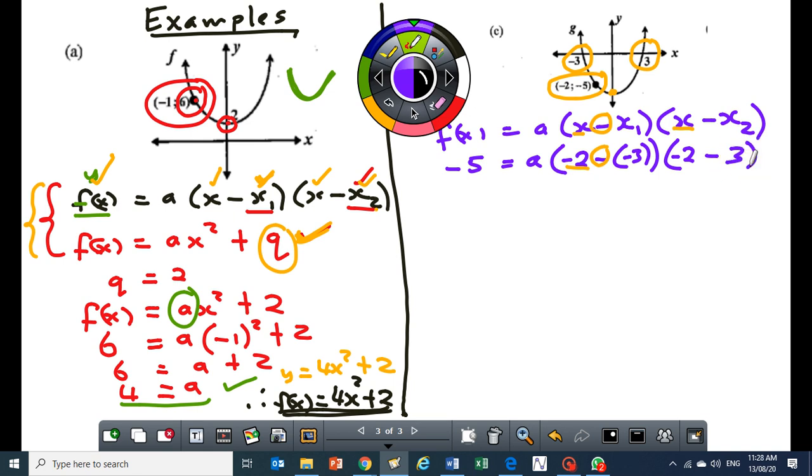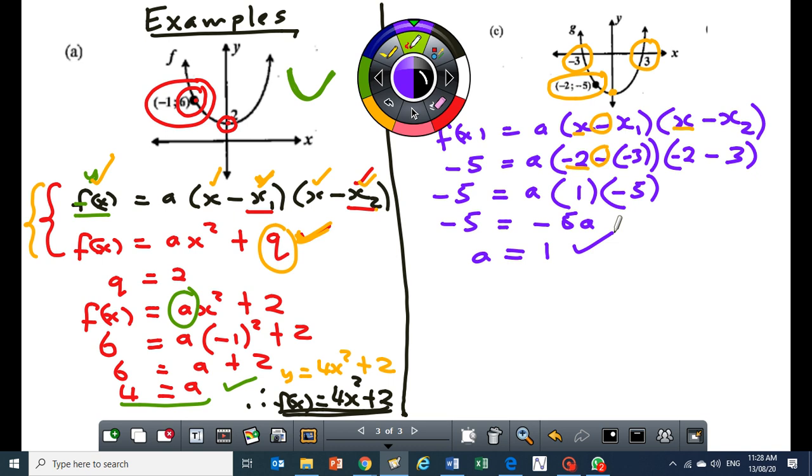Remember, when I calculate my a, it must be positive because the graph has a smiley face. So let's see if I'm going to get a positive a. So we'll get minus 5 equal to a times minus 2 minus minus 3. That will give me positive 1. Minus 2 times minus 3 will give me negative 5. So I'll get minus 5 equal to minus 5a. So my a will be positive 1. And that's correct. Okay? Now I need to find my equation.